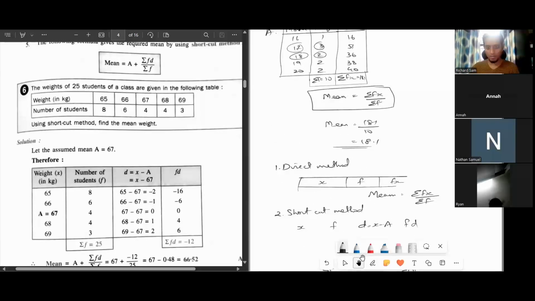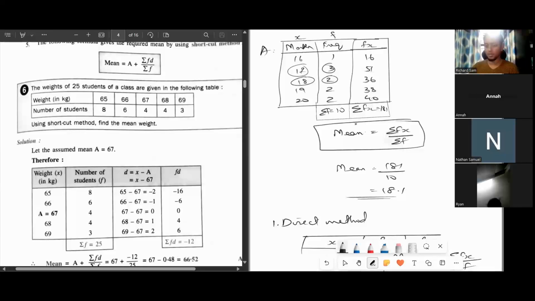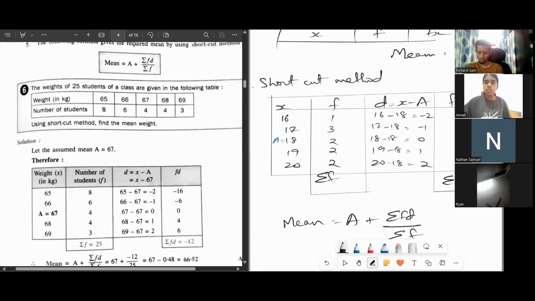So let's use the same values that we did in the previous question, and we will use the shortcut method to do this. Okay, so you have the values. Write down the same values in this table. Done, everyone?